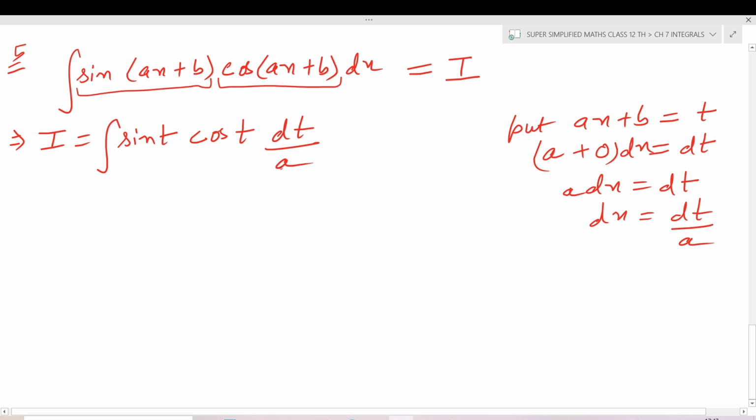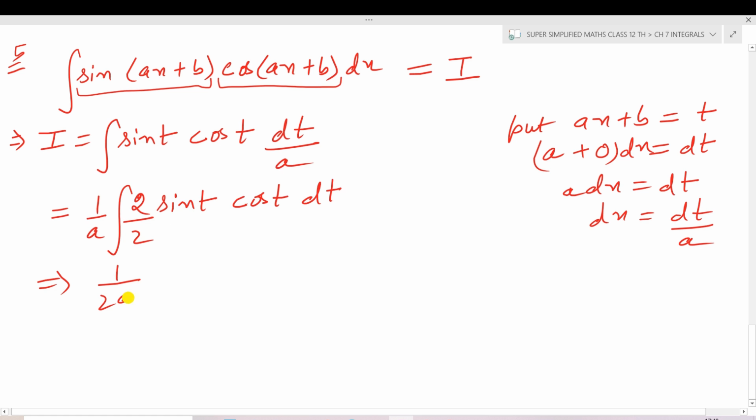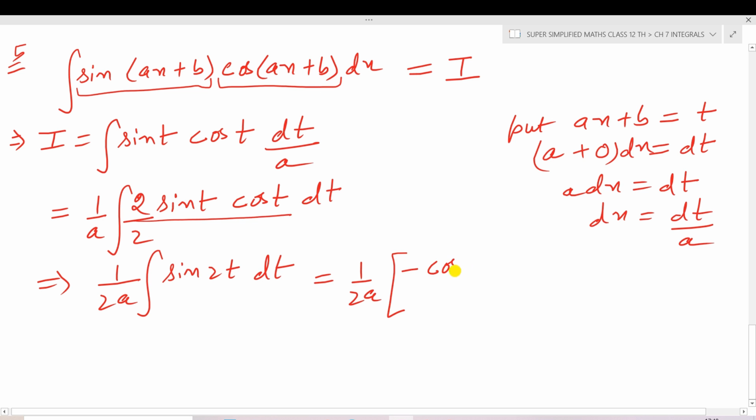Now you know students, a is a constant, so 1 upon a can be taken outside the integral sign, and then we have sin t cos t dt. Now we multiply and divide this sin t cos t by 2. So the 2 in the denominator can also be taken outside, so this becomes 1 upon 2a, and 2 sin t cos t can be written as sin 2t dt. Now 1 upon 2a remains out, and integral of sin 2t will be minus cos 2t divided by the derivative of this 2t, which is 2.